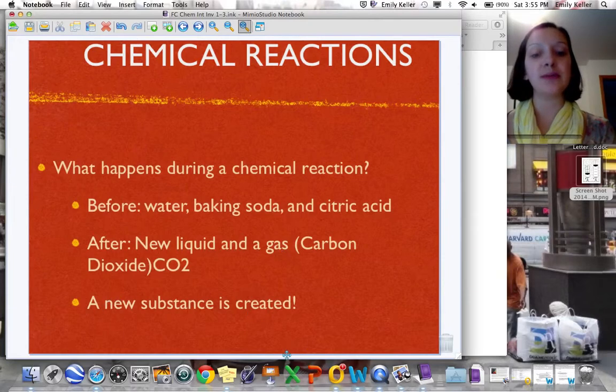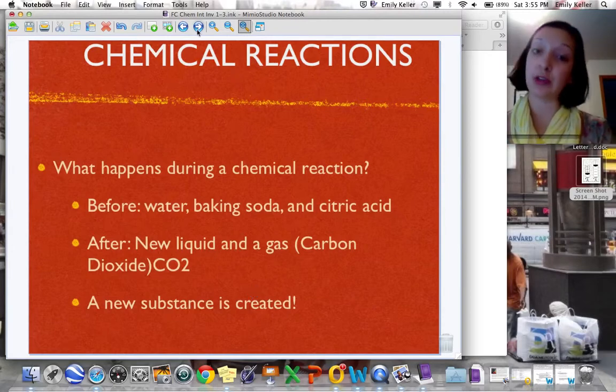So a new substance is created, and this is a very vital point that I want to make, that if I have a chemical reaction, something brand new is made from the ingredients that were used. So I have this new substance created and I can't go back. Okay, it's different from a phase change, which is what we'll get to later in our unit.